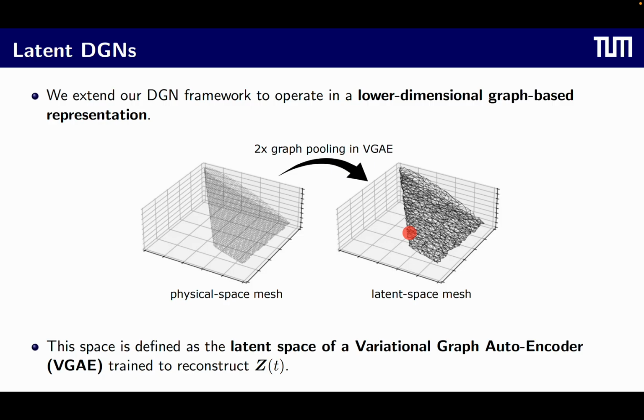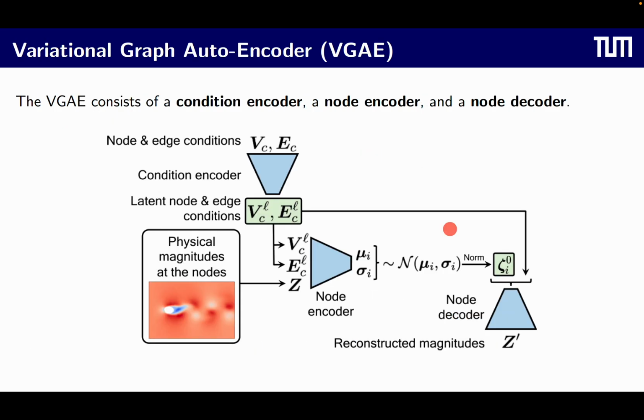This compressed latent space corresponds to that in the bottleneck of a variational graph autoencoder, which also follows a multi-scale GNN architecture. And in the case that we have two graph pooling layers, for instance, then in the bottleneck we have a compression mesh looking like this one, where we are going to be applying the diffusion framework.